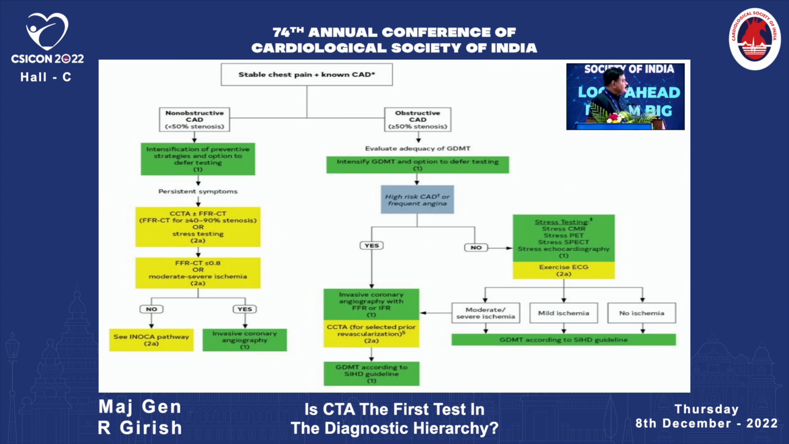Stable chest pain with known CAD. If the patient had less than 50% stenosis, CCTA and FFRCT, and in those with more than 50% stenosis, failure of guideline directed medical treatment or high risk features or frequent angina, CCTA is recommended prior to revascularization.